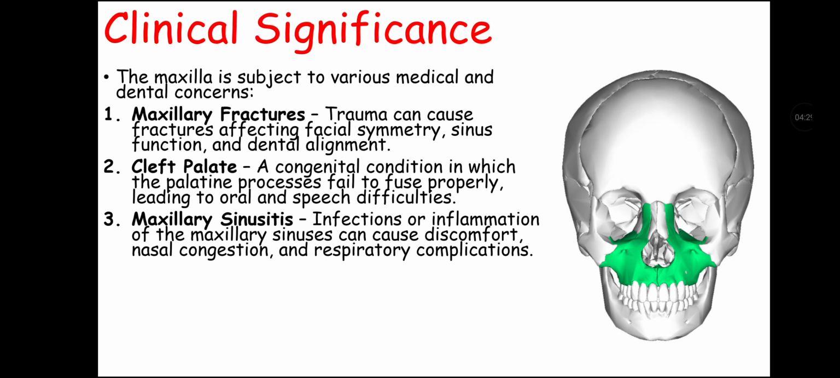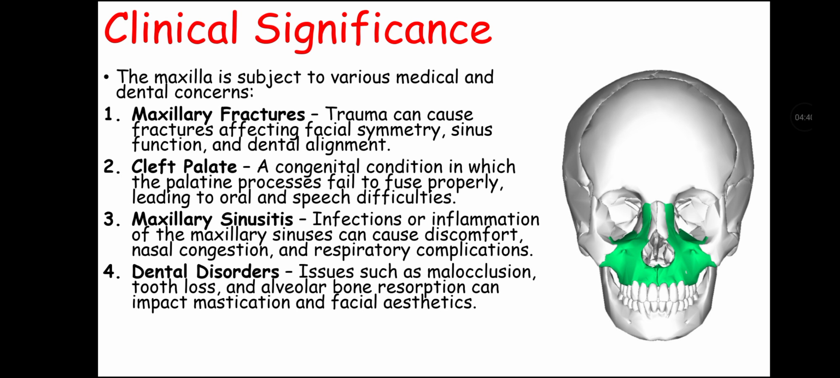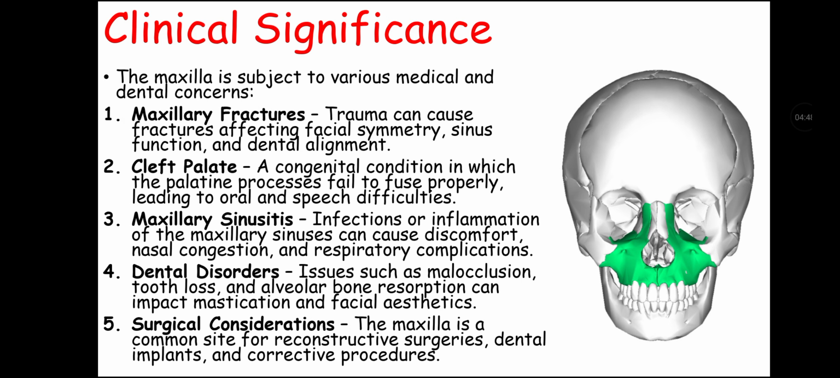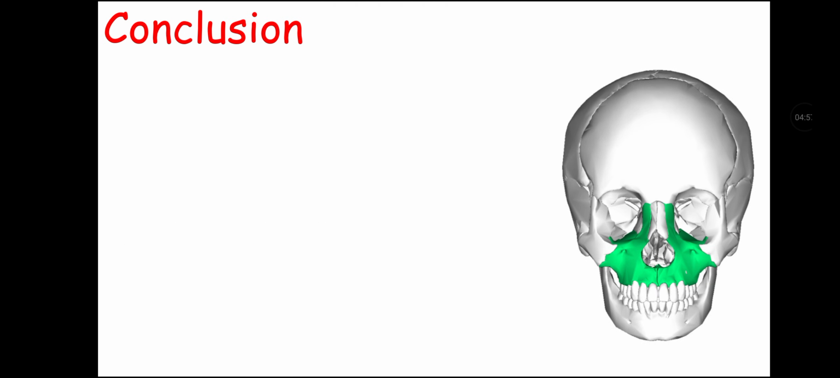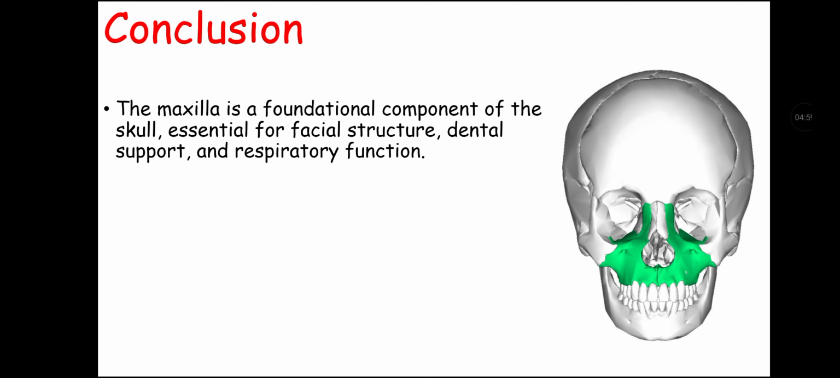The third significance of maxilla is maxillary sinusitis, as infection or inflammation of maxillary sinuses can cause discomfort, nasal congestion, and respiratory complication. The next significance of maxilla is dental disorders, as issues such as malocclusion, tooth loss, and alveolar bone resorption can impact mastication and facial aesthetics. The next significance is in surgical consideration, as the maxilla is a common site for reconstructive surgery, dental implants, and corrective procedures.